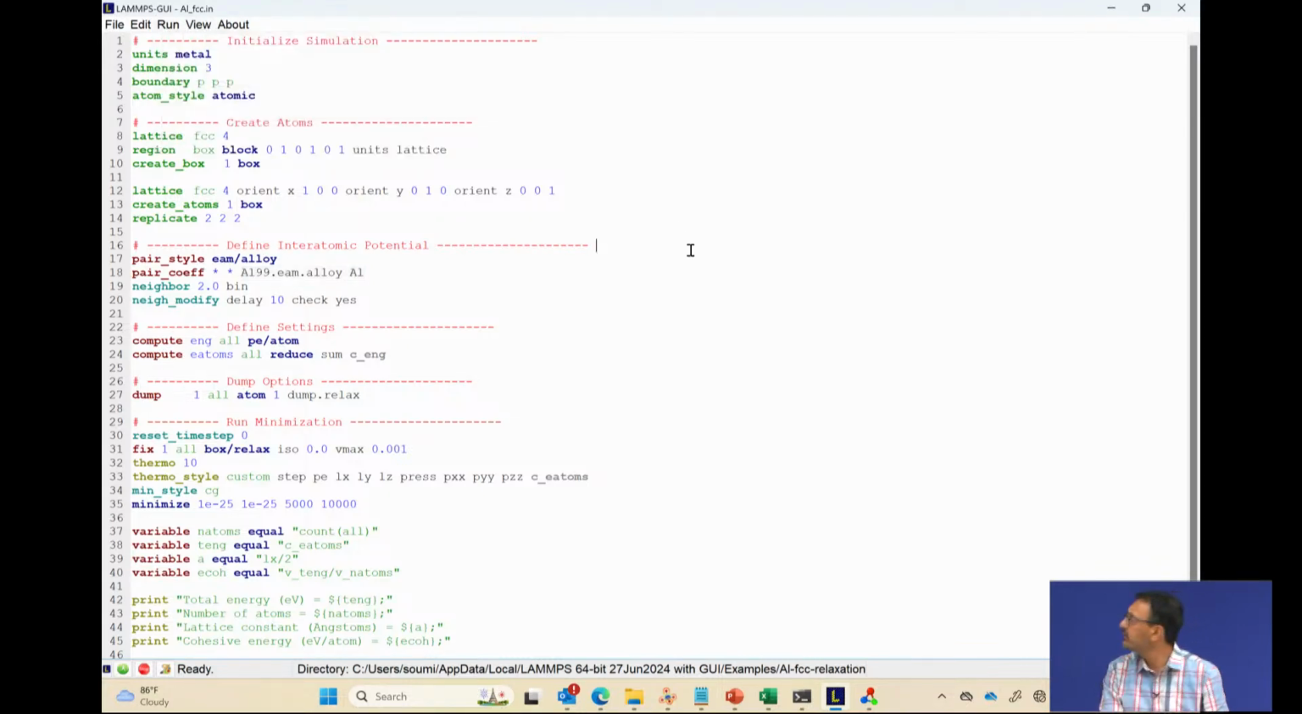Can you read this file, or is the text too small? It is readable to a certain extent. Okay, so let's go with this.